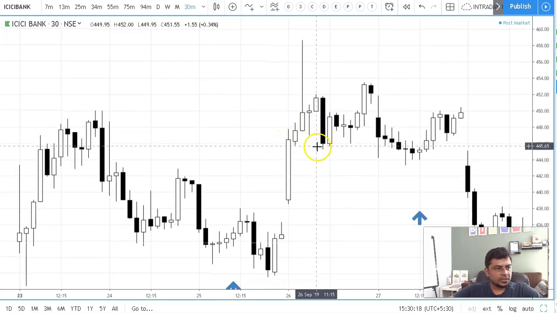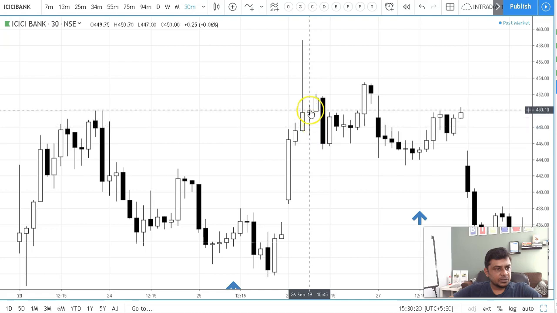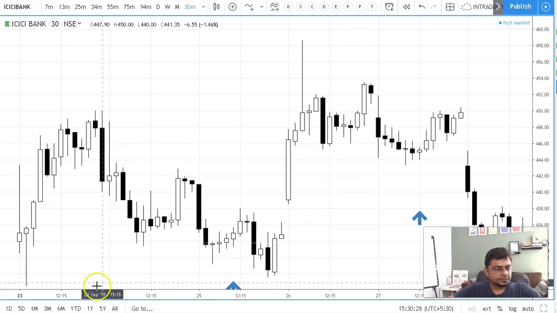So you need to look for inside bars intraday. There was one here. You need to place an order here, and this is your target. The range of this inside bar should be your target, and that is how the inside bar strategy works.